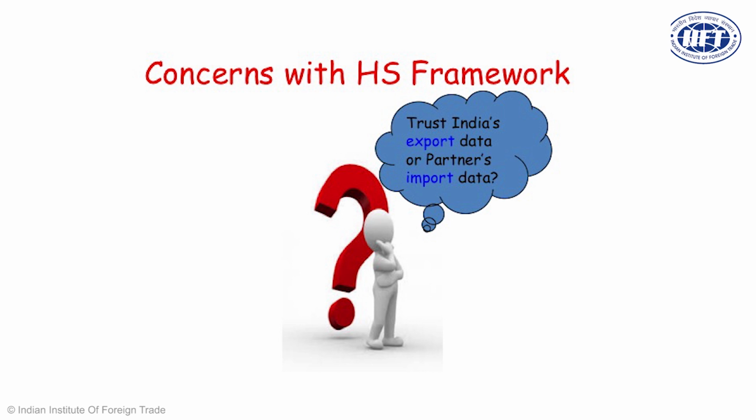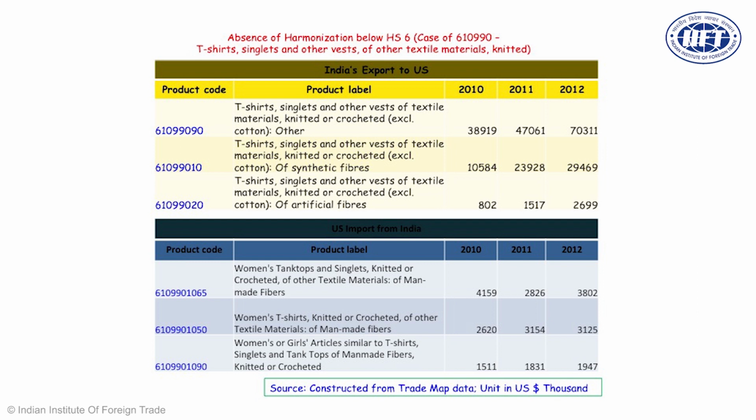I'll look at one practical example in this particular slide. We look at one particular data series, which is India's export of T-shirts which come under HS 610990 to the US, and we look at the import of the same product over a period of time.